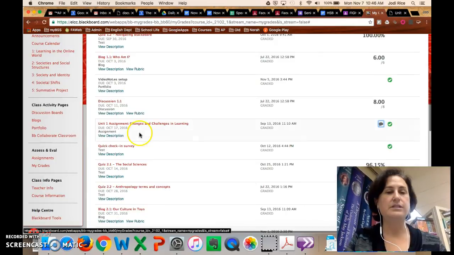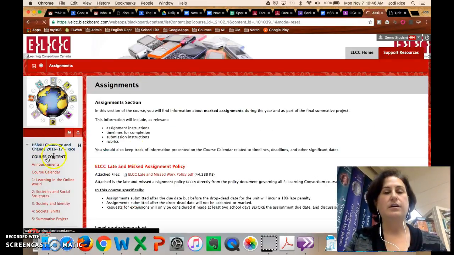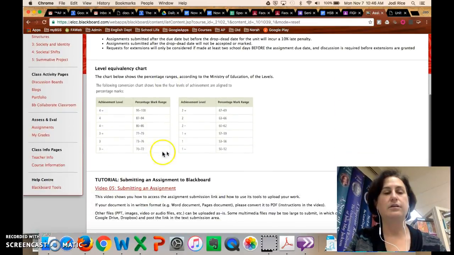And then if you want to see what those different ranges are equivalent to, the ranges are under the assignments section. Here, there's a level equivalency chart. So this is a chart that was created by the Ministry of Education to show the levels here and what their percentage equivalencies are. You'll notice that it's a range.